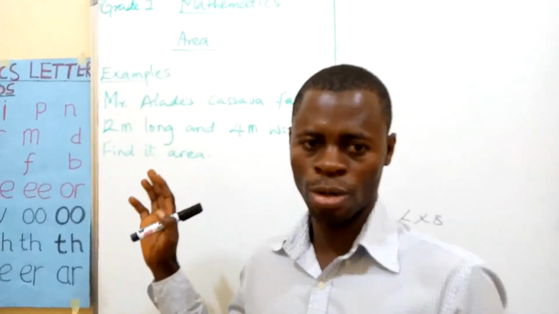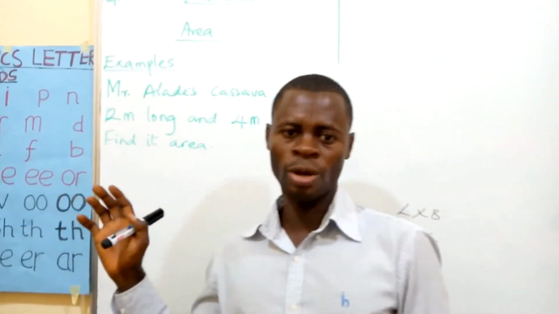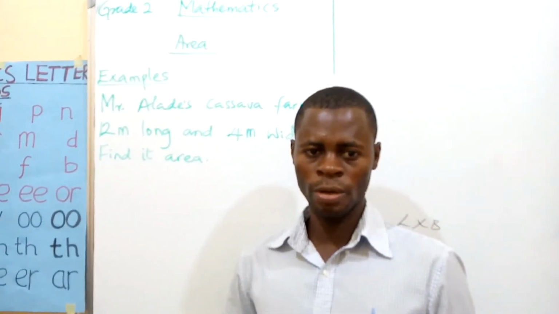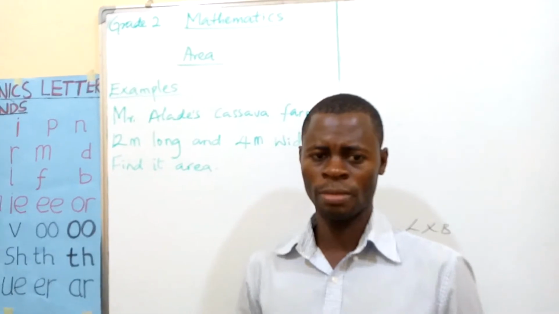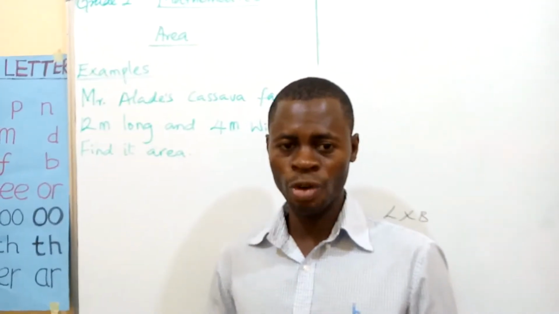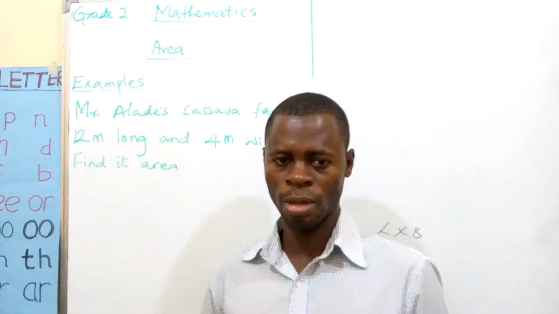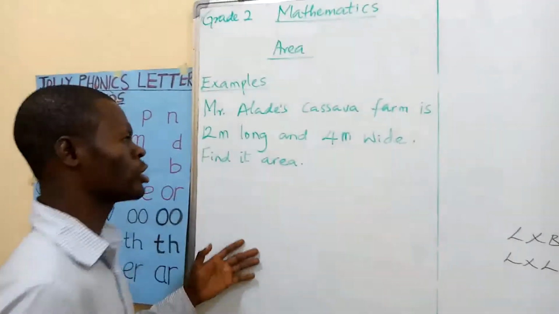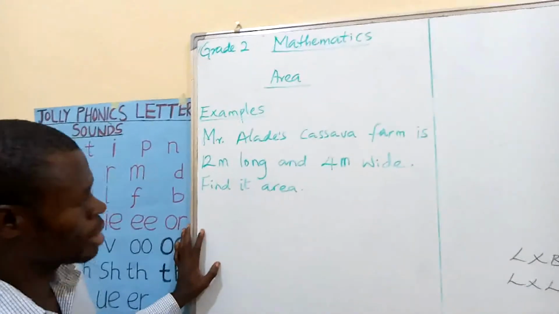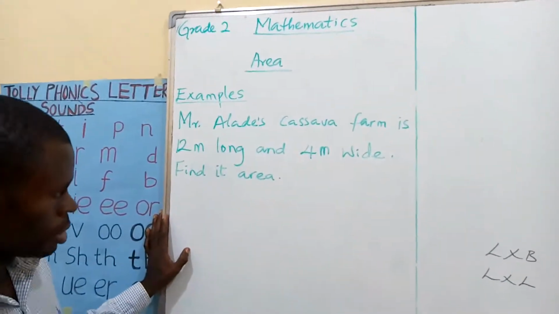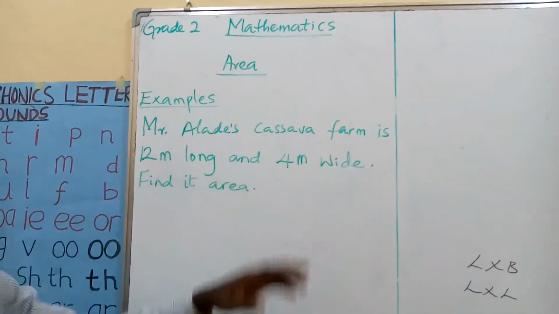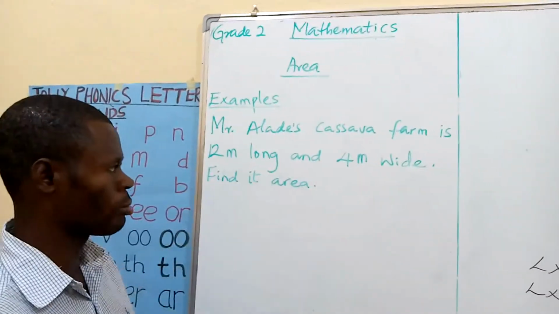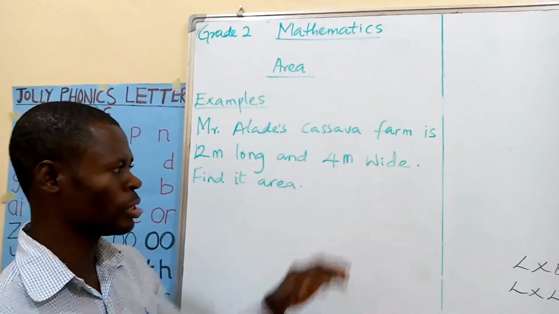which needs more of interpretation. You have to interpret every word problem you come across. First of all, you have to interpret it, and that will be easier for you when you understand the question. So, first of all, you try to understand what the question is all about in order to interpret it correctly. Mr. Alade's cassava farm is 12 meters long and 4 meters wide.